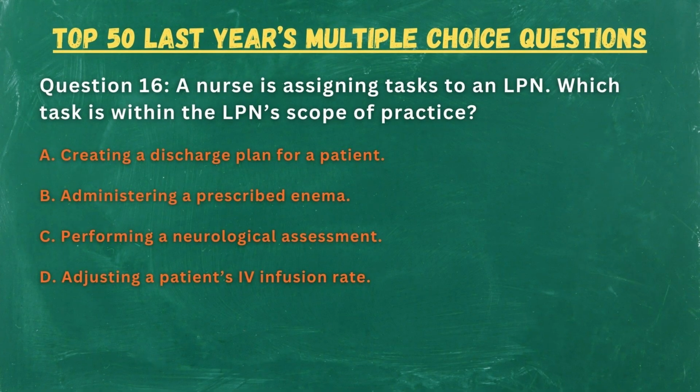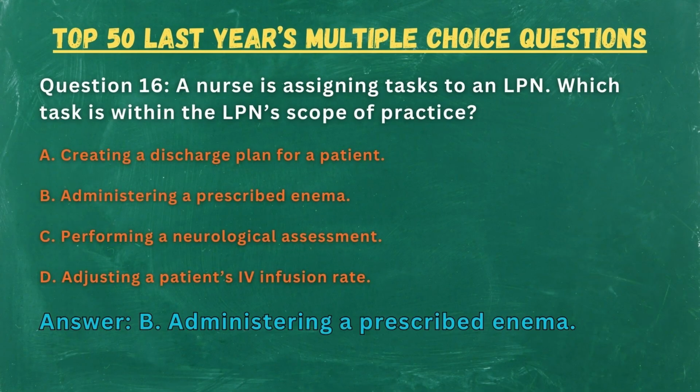Question 16. A nurse is assigning tasks to an LPN. Which task is within the LPN's scope of practice? A. Creating a discharge plan for a patient. B. Administering a prescribed enema. C. Performing a neurological assessment. D. Adjusting a patient's infusion rate. Answer: B. Administering a prescribed enema.